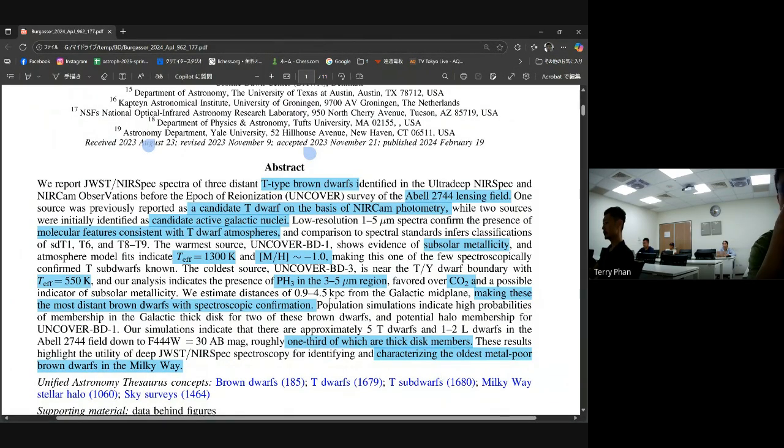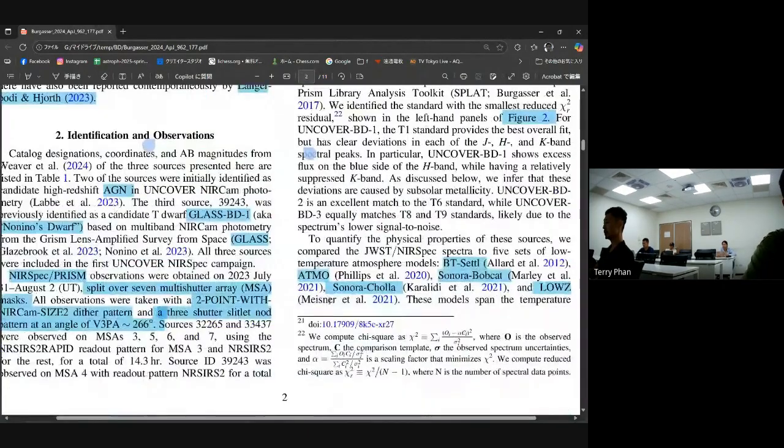So let's look at this spectrum. It's here.